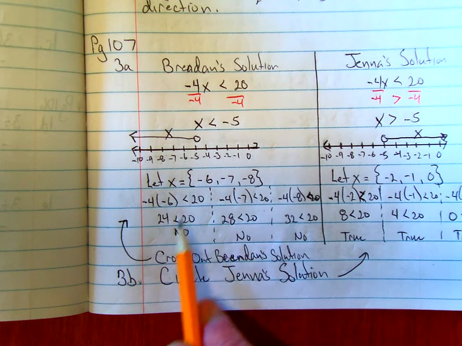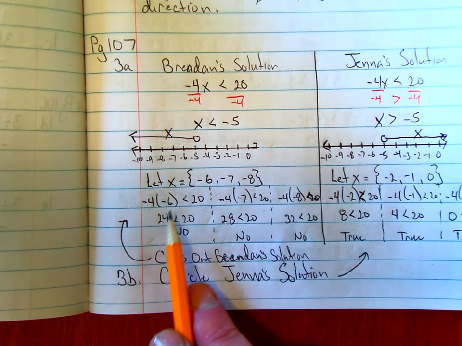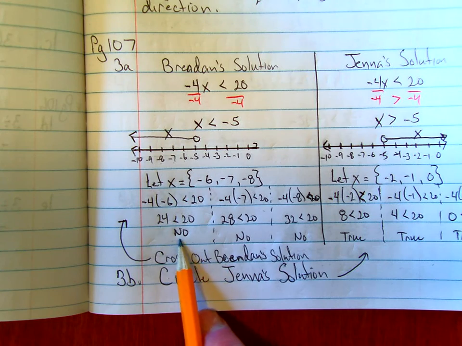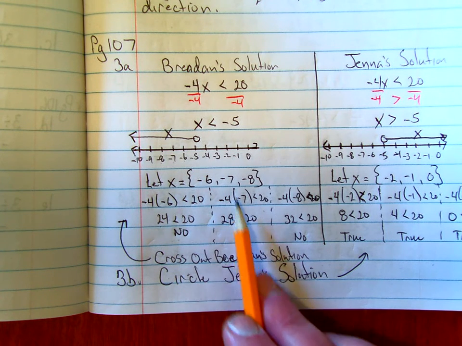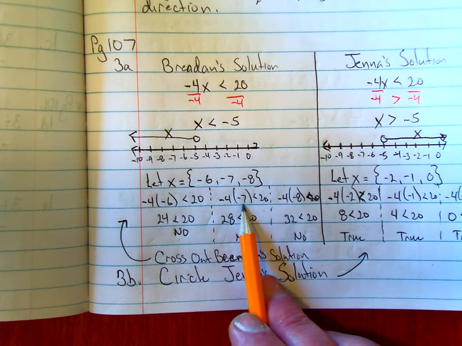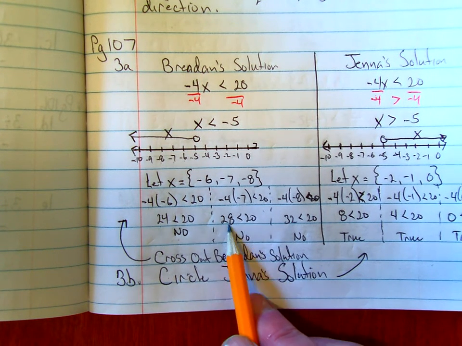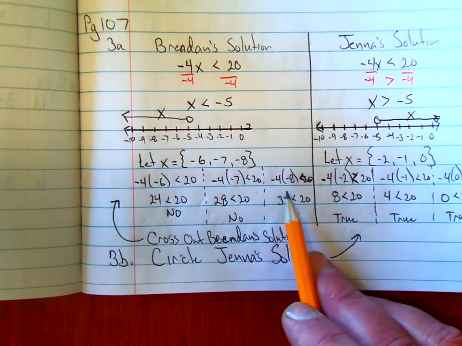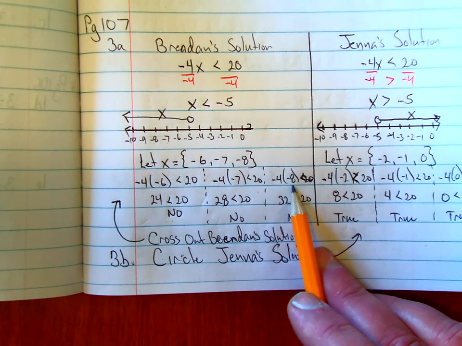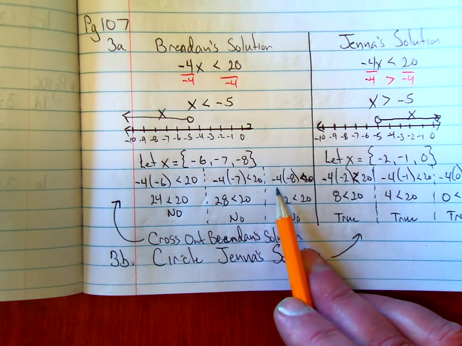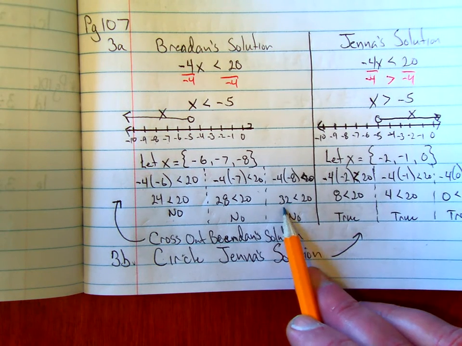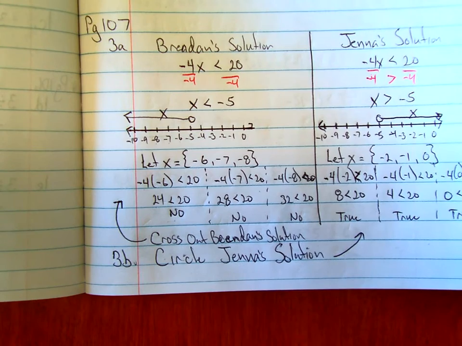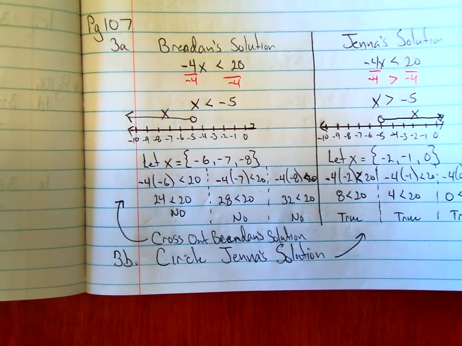When I put negative 6 in, negative 4 times negative 6 is positive 24. And is that less than 20? No. So negative 6 is not a solution. We try negative 7, negative 4 times negative 7, positive 28. Is 28 less than 20? No. So negative 7 is not a solution. I tried negative 8, negative 4 times negative 8 is positive 32. Is that less than 20? No, so that's not a solution. So Brendan has a mistake in his.